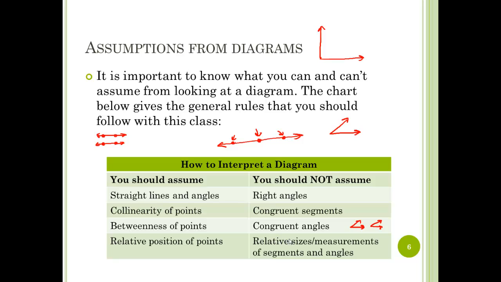What you cannot assume is the relative size and measurements of segments and angles. If I say that this is 10 and I draw another one that's about half as long, you can't assume that that's about 5. Just because it looks like it, you can't assume it. So start getting out of the habit of that now, please.